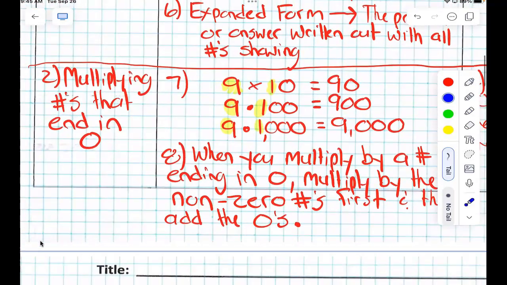Let's do this quick. I have 9 times 10. Do you guys know how to do that really quick? Yes. Great. I just multiply my non-zero numbers first, right? So what's 9 times 1? 9. And then what do I do with this leftover 0? I add it on. 9 times 100. What's 9 times 1? How many zeros do I add to that? 2. So I get 900? Yes.